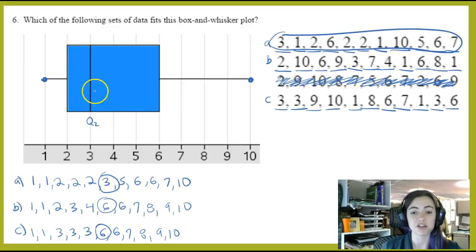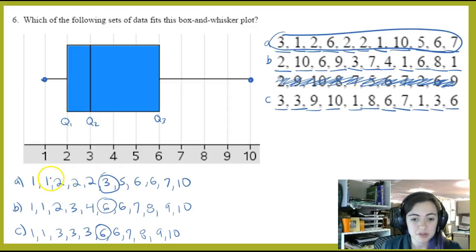If you want to double check, you could look for Q1 and Q3 as well. Remember, that would be the median of the first half, which would be 2, which matches, and the median of the second half, which is 6, which also matches. So I would agree that A would be the correct answer here.